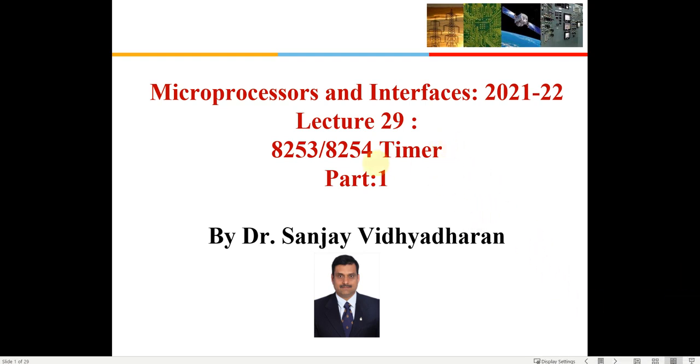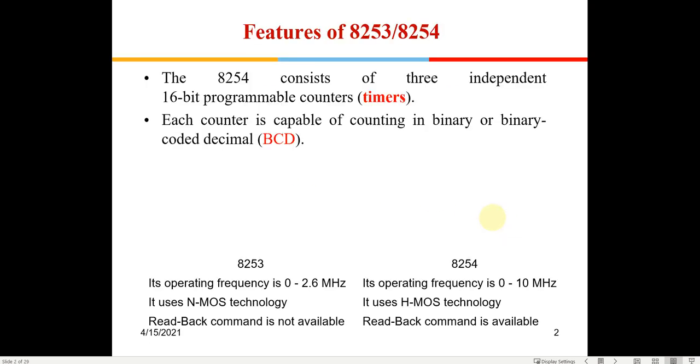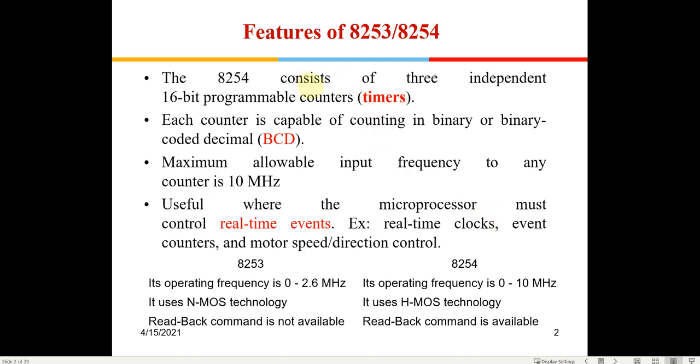In today's class, we are going to learn about the 8253 and 8254 timer. The 8254 timer consists of, and in fact the 8253 also consists of, 3 independent 16-bit programmable counters. That means within this IC there are 3 16-bit timers which can be programmed. Each counter can independently be programmed for binary or BCD.